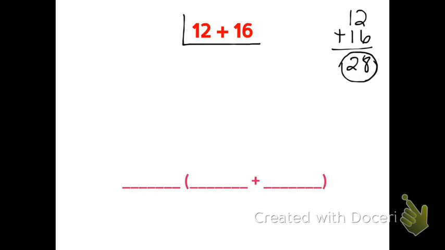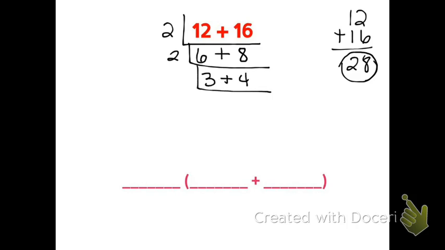What's the smallest number that divides into 12 and 16? 2. Good. So this is 6 and 8, right? And so I'm going to just bring down that plus sign. Okay, that's the only difference between today and yesterday. I'm just going to rewrite it with the plus sign. Okay, common factors between 6 and 8. 2 again. It goes 3 and 4. Common factors between 3 and 4. 1. Just 1, right?